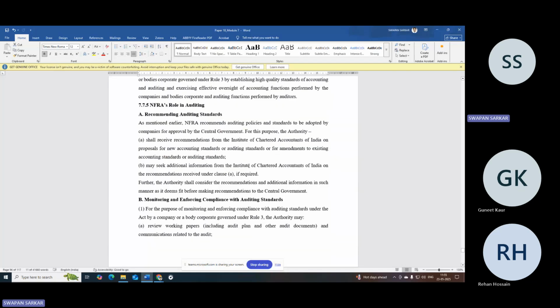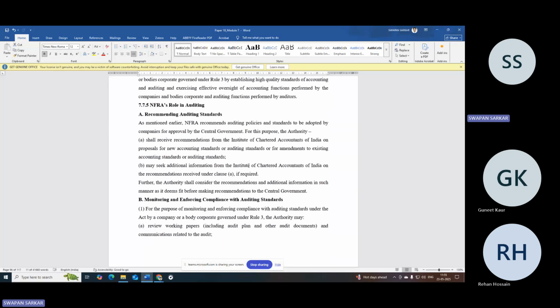Now, NFRA's role in accounting and NFRA's role in auditing. First of all, in recommending auditing standards, as mentioned earlier, NFRA recommends auditing standards to be adopted by companies for approval by the central government. Secondly, monitoring and enforcing compliance with auditing standards.